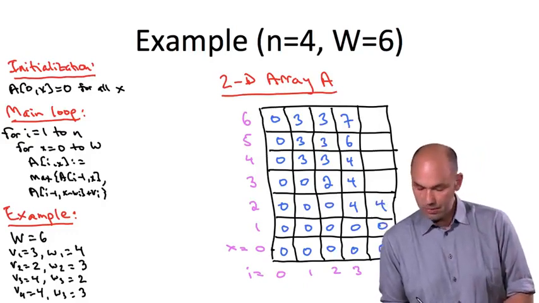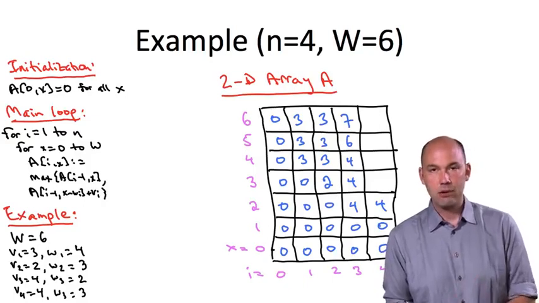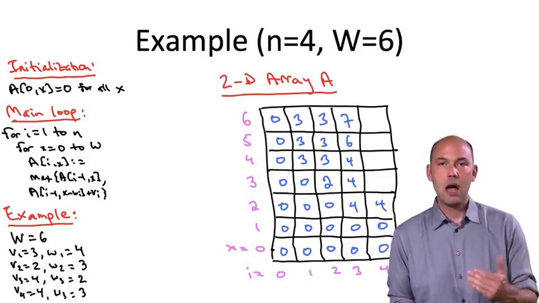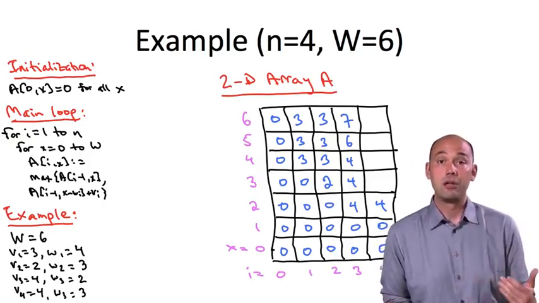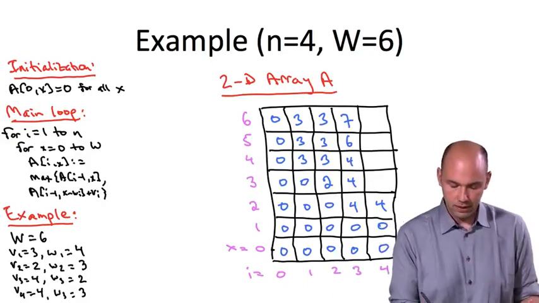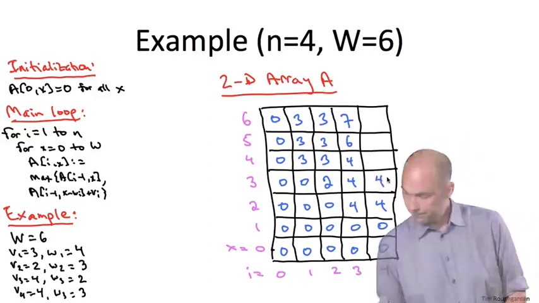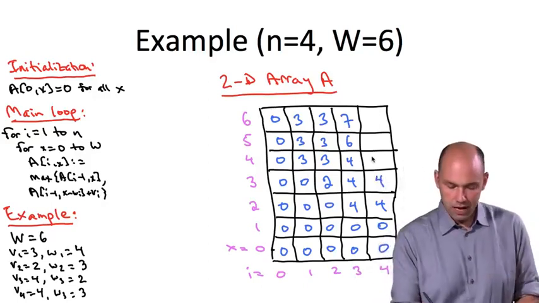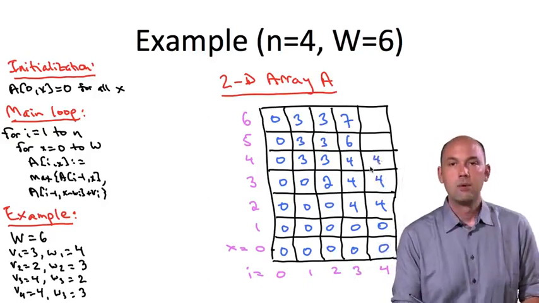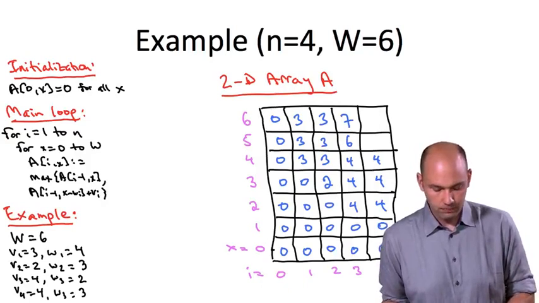So now in column 3, we do have the option of picking the fourth item. That'll give us a value of 4. We also have the option of just copying over the value in the column to the left. That'll also give us a 4. So we have a tie, and in some sense it doesn't matter. So we're going to fill in the entry with a 4 when i equals 4 and x equals 3. The exact same reasoning applies when x equals 4. We're making the comparison between two things that have equal value, both equal to 4.